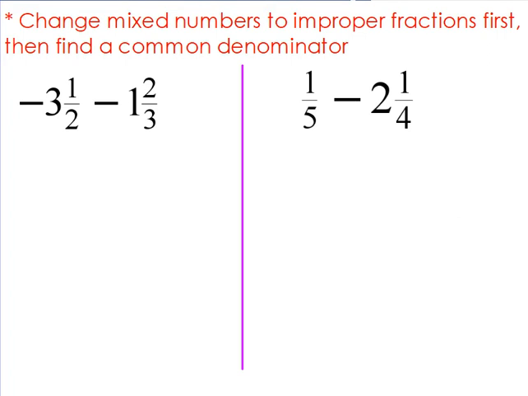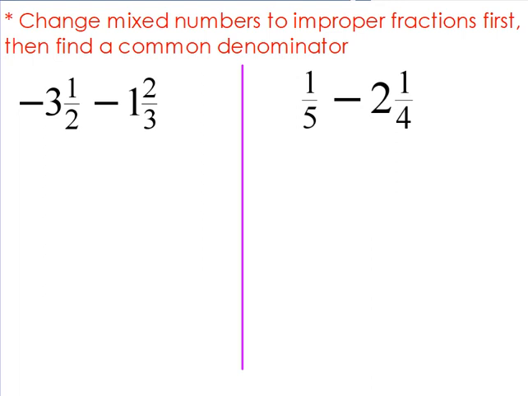Now, we also might have mixed numbers as well. And the only thing with a mixed number is just change it to improper first, and then you find your common denominator and follow the same steps as we did before. So change it to improper, it makes life a lot easier, and then we worry about finding the common denominator.